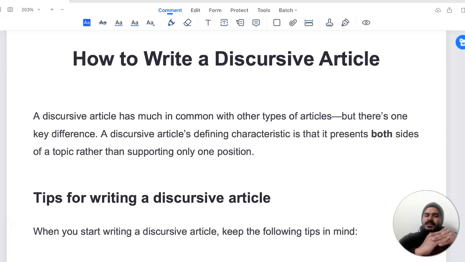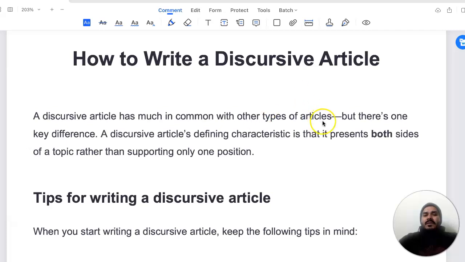Hello, my dear students. Today's topic is about the discursive article. If you don't know how to write a discursive article, then let me tell you that a discursive article is not very much different from other kinds of articles like informative article, argumentative article, newspaper article.